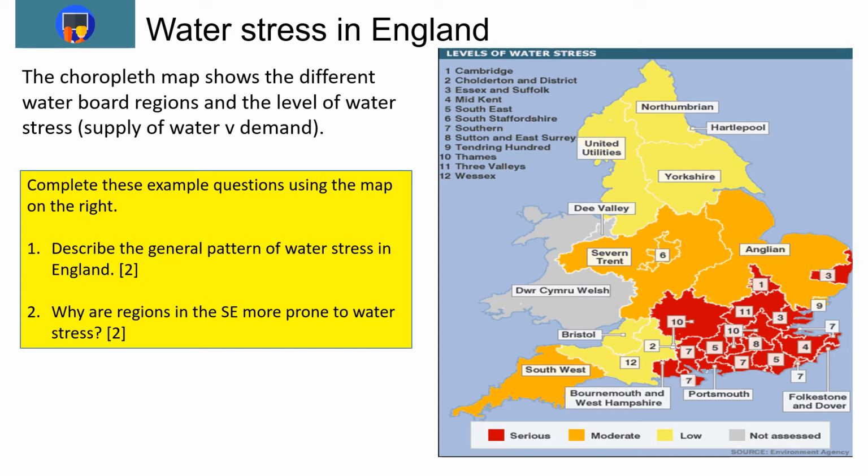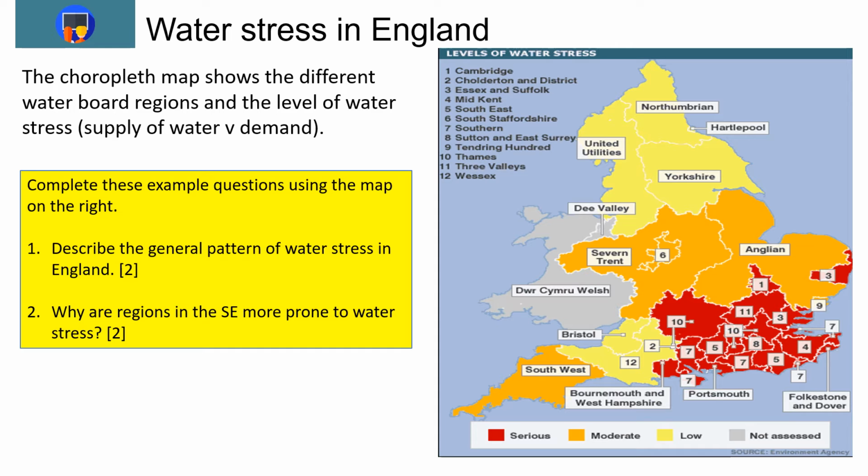You're going to complete these in your booklet. Number 1, describe the general pattern of water stress in England. And number 2, why are regions in the southeast more prone to water stress? So you're going to think back to what we've learned about so far. So think about our maps to do with population density.